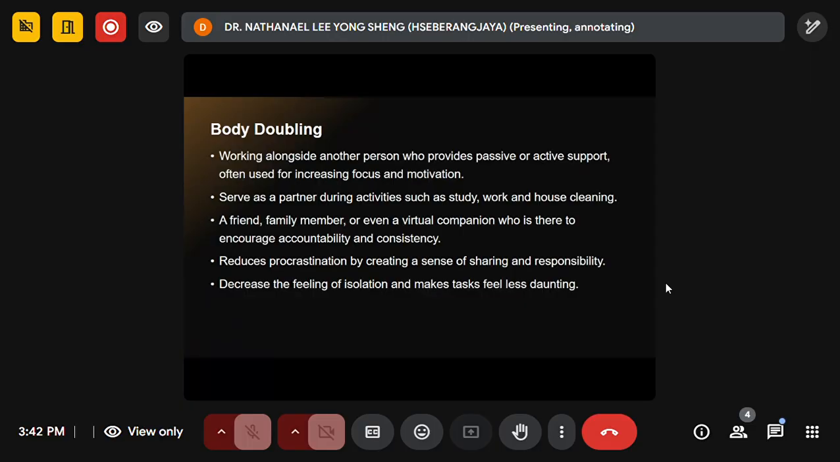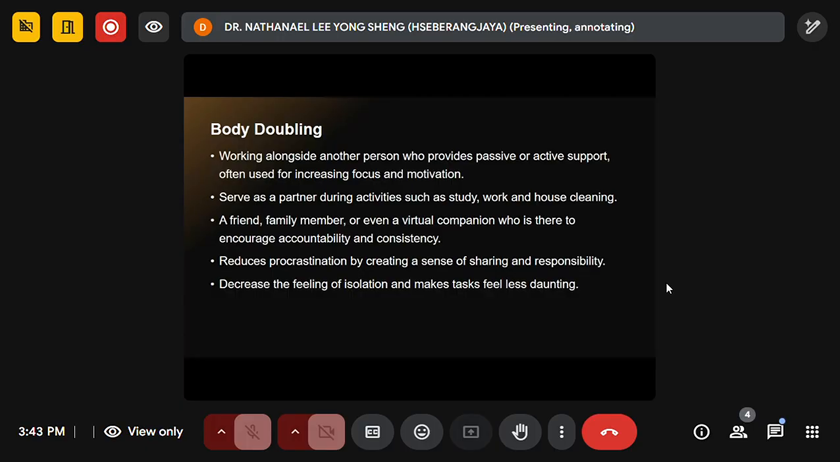You can pair with either a person that you know, a friend or family, or even a virtual companion who is there to encourage accountability and consistency. This is made in a way so that it will reduce your procrastination by creating a sense of sharing and responsibility, and will help to decrease the feeling of you having the situation alone, and makes the task feel less daunting. In fact, this body doubling is getting more popular, whereby you can actually find applications on your smartphone to do this.